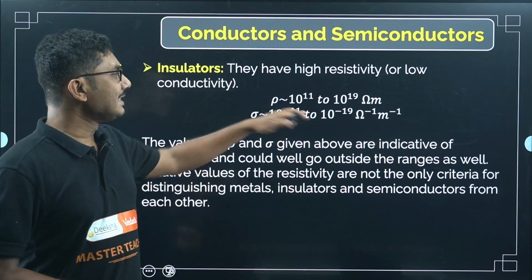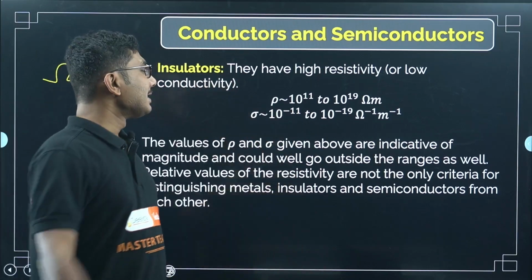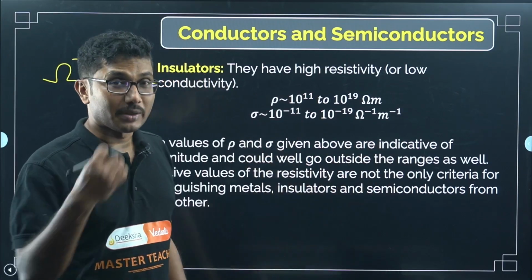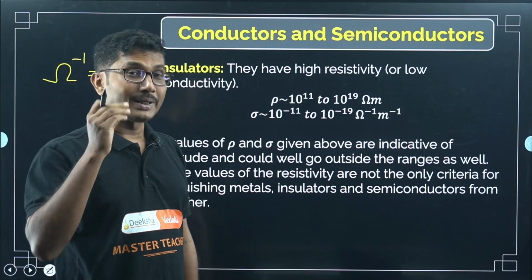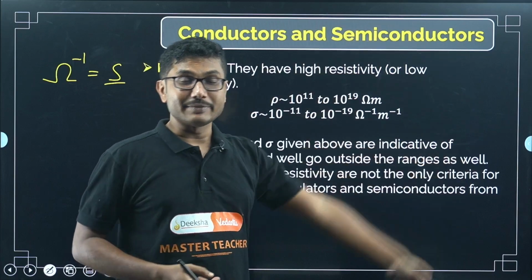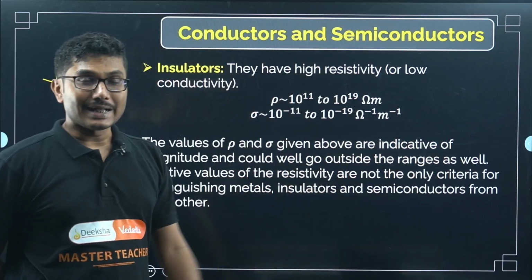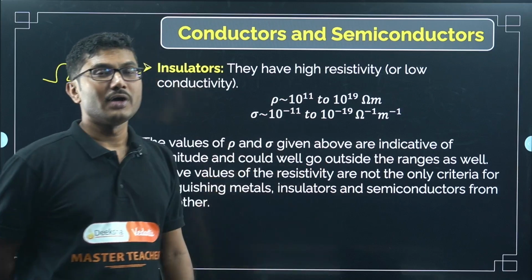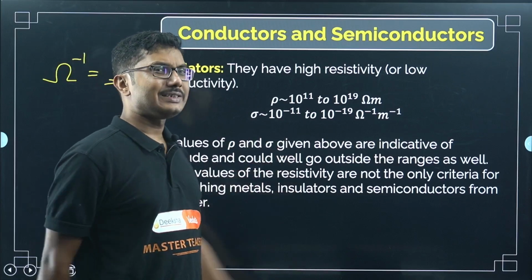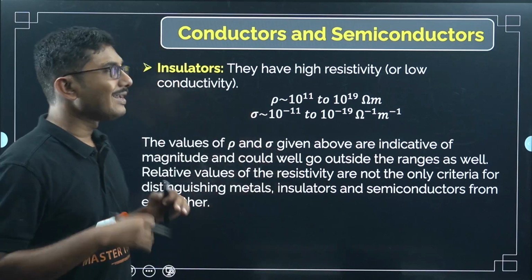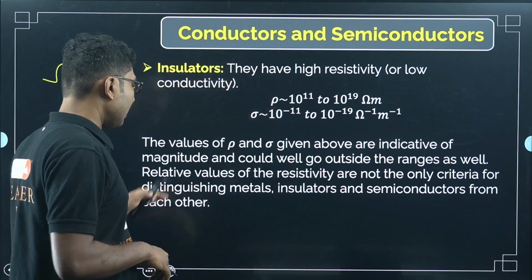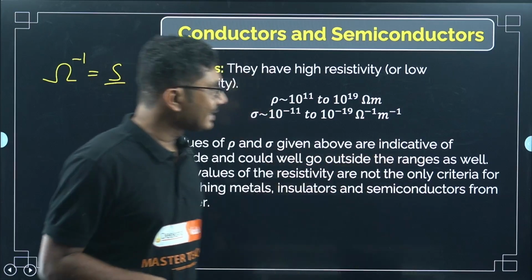So as I said, this is just to give you an idea of how the conductivity and resistivity vary for different materials. Some materials may have very high resistivity, up to 10 to the power of 19 as well, and in some cases the conductivity of insulators can also be slightly lower than whatever range is given. So this is just to indicate what the range of conductivity and resistivity may be, right. Now we'll go outside the ranges as well.